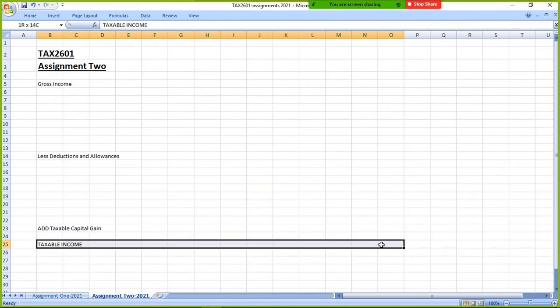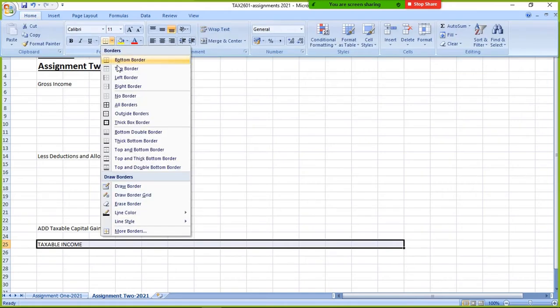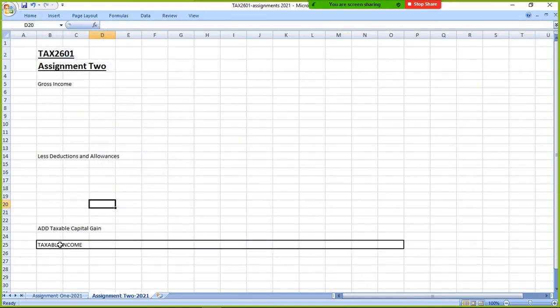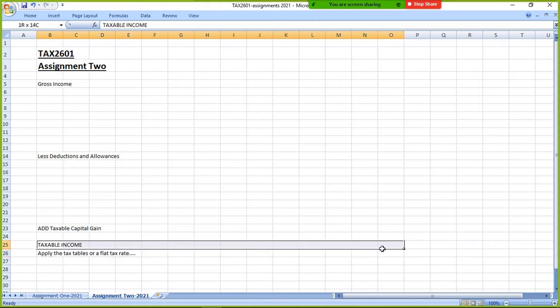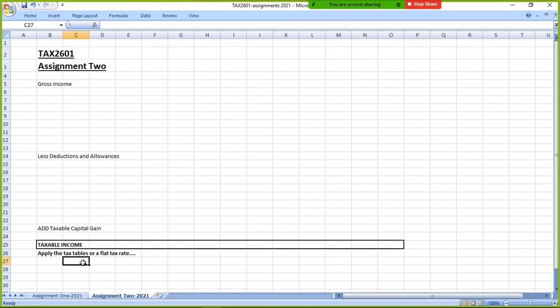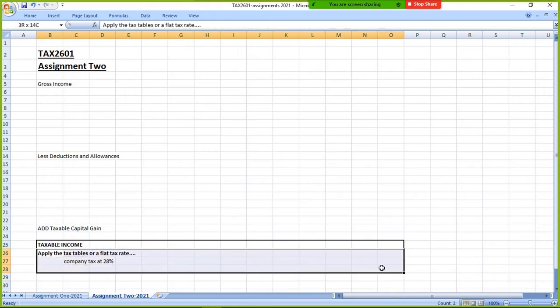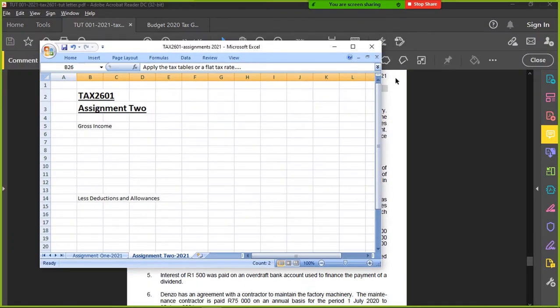All right, so taxable income is going to focus on what the company actually has to pay tax on. And then if you want the liability, then you'd have to apply the tax tables or a flat tax rate, depending on what type of business we have here. Right, because it's a normal company, they're not going to have a sliding scale. They're not going to have a tax table. So then you would just use company tax at 28%. So yeah, that just depends on what they've asked you to calculate.